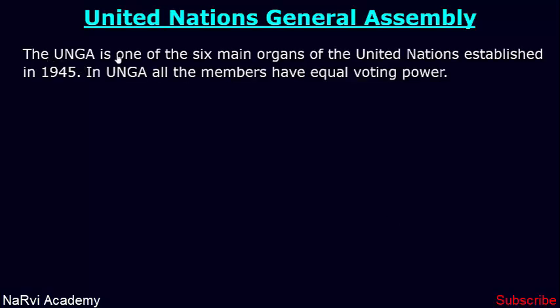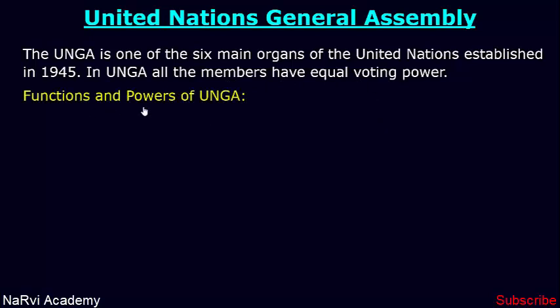United Nations General Assembly, what it is, let's see. The UNGA is one of the six main organs of the United Nations established in 1945. All the members of the United Nations are also the members of the UNGA. In the UN General Assembly, all the members have equal voting power.